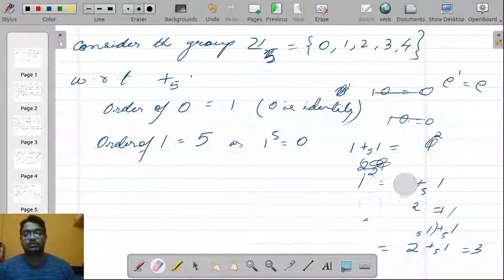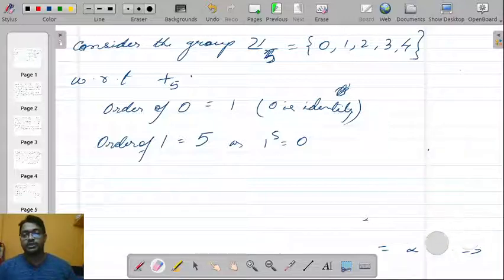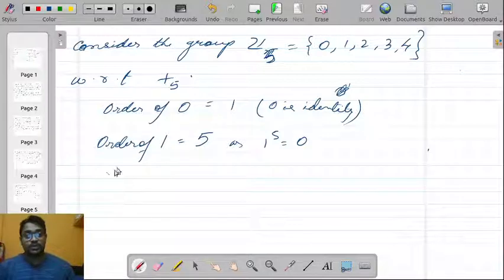So let us check what the orders of the other elements here are. What is the order of 2? 2 added how many times will give you 0? So the order of 2 is equal to what?